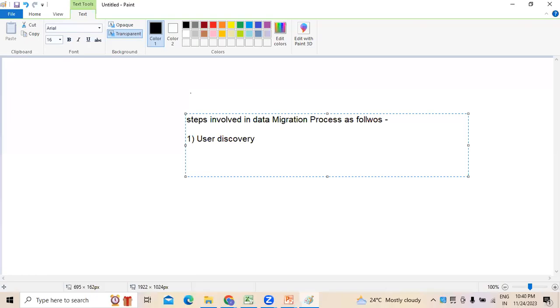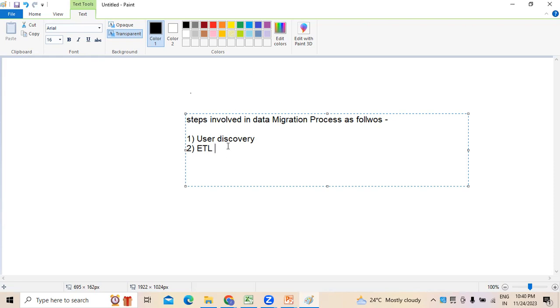One which we have to know with, right? So user discovery is the first one. Second one is called ETL, because ETL is a process which normally we call as extract, transformation, and load. This is what generally ETL stands for.